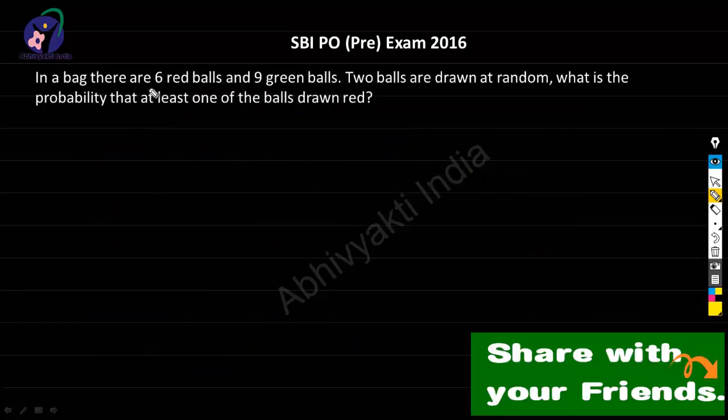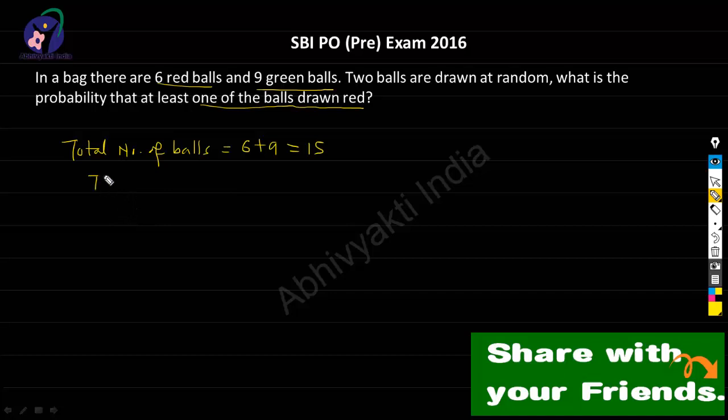The next question is, in a bag there are 6 red balls and 9 green balls. 2 balls are drawn at random. What is the probability that at least one of the balls drawn is red? Now here the total number of balls is equal to 6 plus 9 is equal to 15.